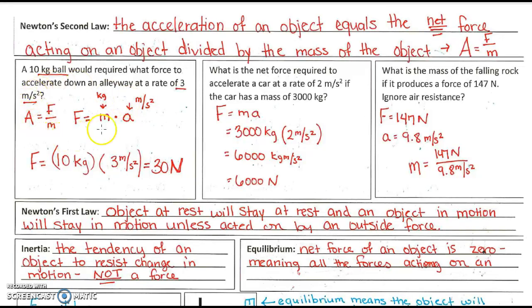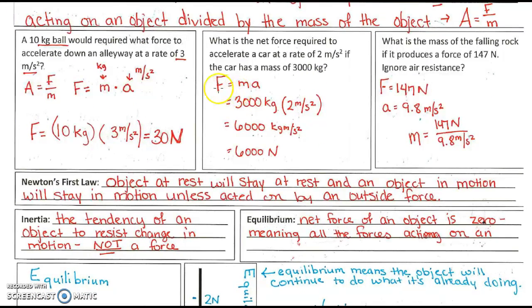So I've rewritten the equation to solve for the force value, and I have mass times acceleration. And so I have 10 kilograms times 3 meters per second squared to give 30 newtons. Okay? What is the net force required to accelerate a car at a rate of 2 meters per second squared if the car has a mass of 3,000 kilograms? We're solving for force again, so we see force equals mass times acceleration, mass of 3,000 kilograms. Please note, make sure you're using the kilograms unit, times 2 meters per second squared. We get 6,000 kilograms meters per second squared, or 6,000 newtons.